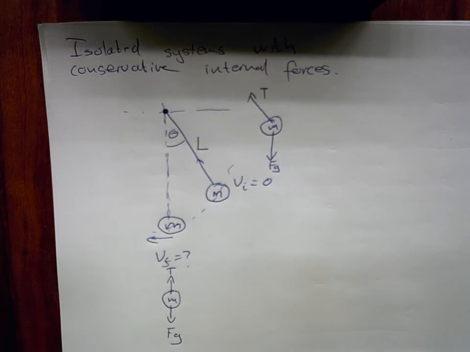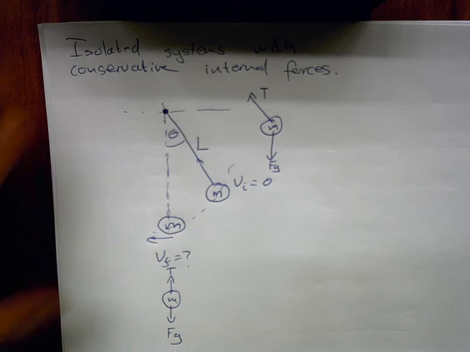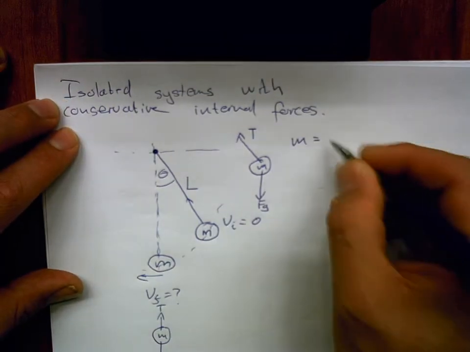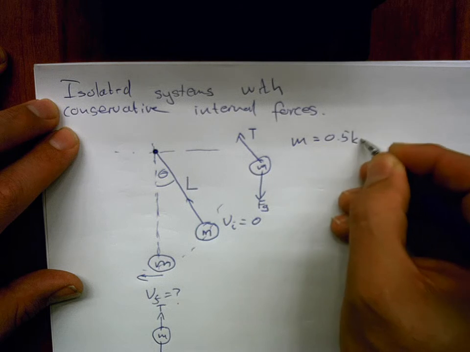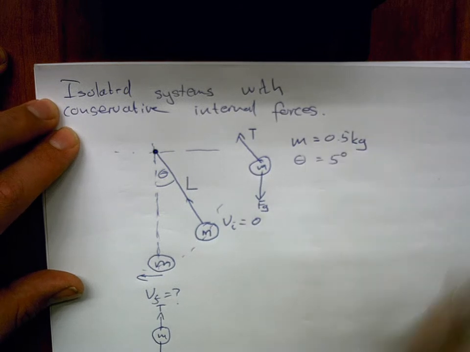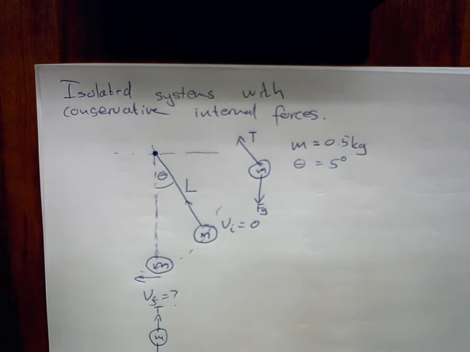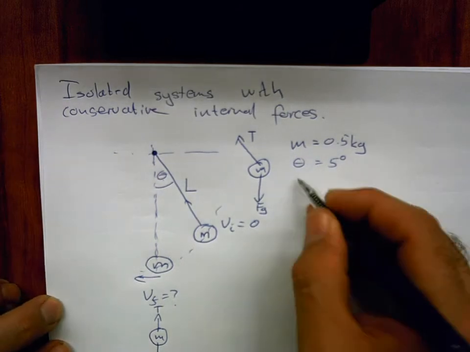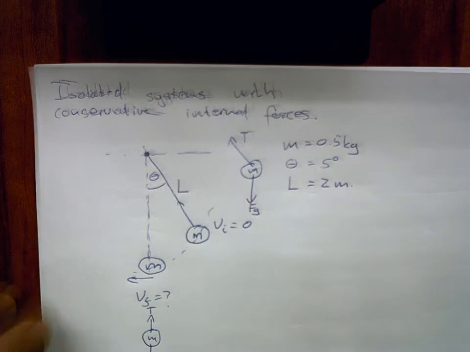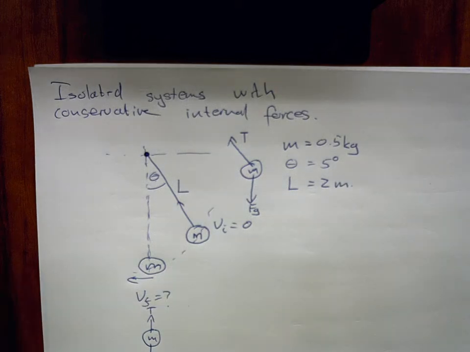And let's put in some numbers to this. So let's say the mass is equal to 0.5 kilograms. Let's say this initial angle is 5 degrees. And let's say the length of the cable or the string is equal to 2 meters. Right, so just to make it less abstract, let's use some actual numbers to calculate it.